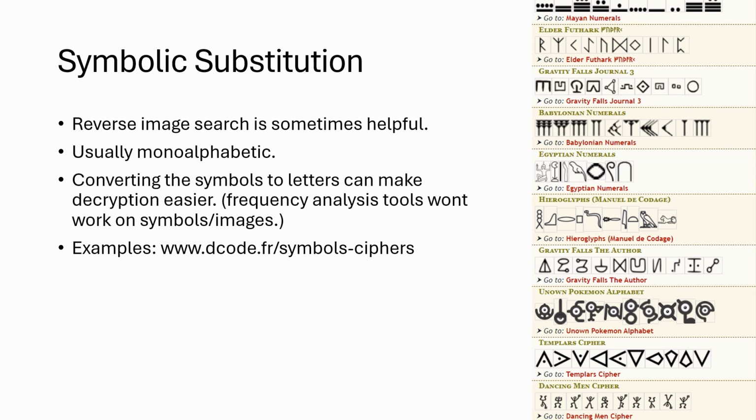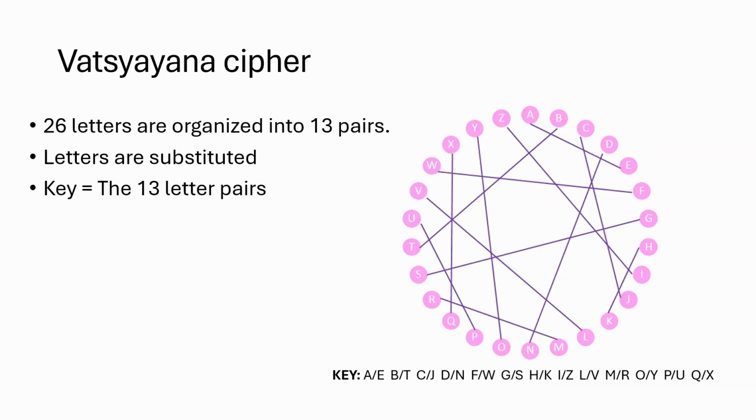This image is from Decode FR. If you want to go to this link and look at more of them. Here you have the Vatsiana cipher, I think it's pronounced. It's 26 letters organized into pairs. So it's a substitution cipher where you have concrete pairs. The key is those pairs there. So it's kind of like an arbitrary substitution, except you have a key.